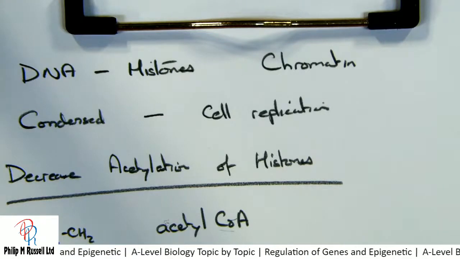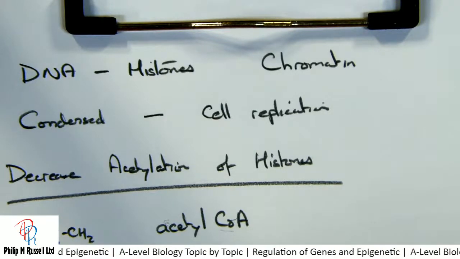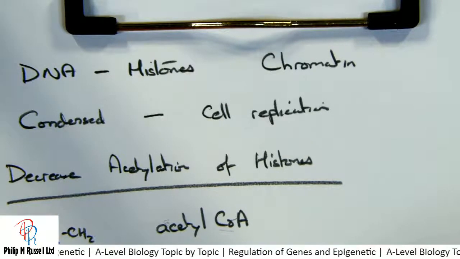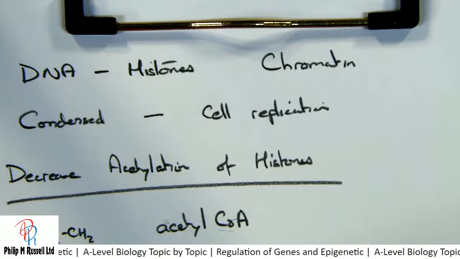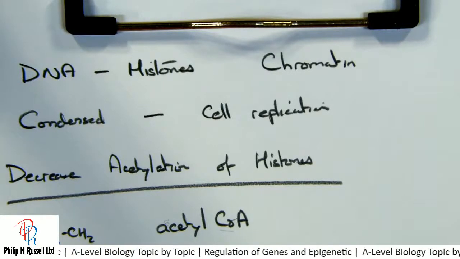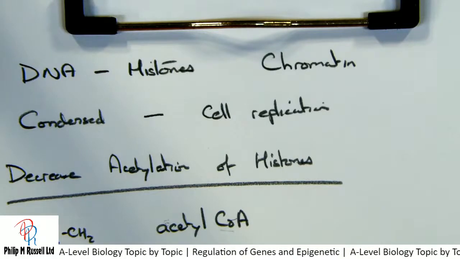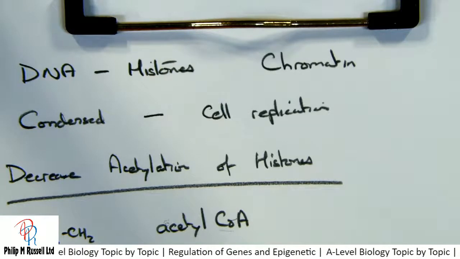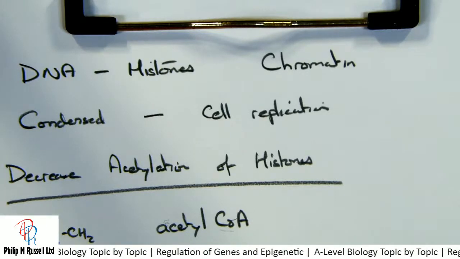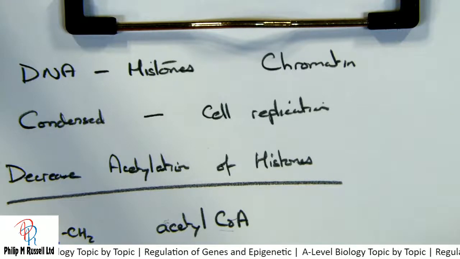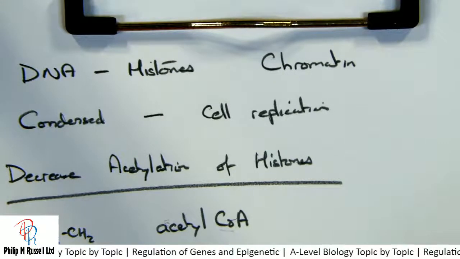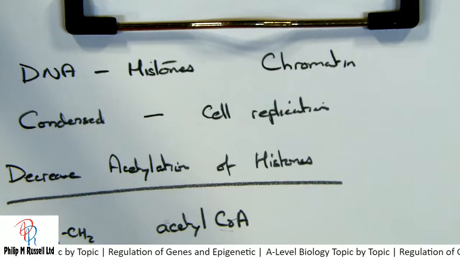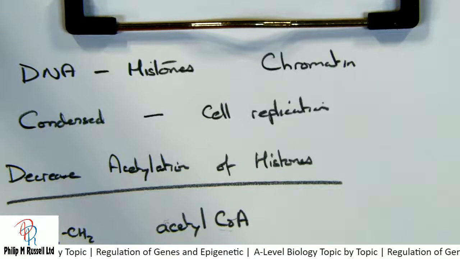We can increase methylation. Methylation, the CH3 group, is added to cytosine bases of DNA, and that's going to inhibit transcription. It's going to prevent the binding of the DNA, so it's going to prevent binding of transcription factors. Let's get it right.